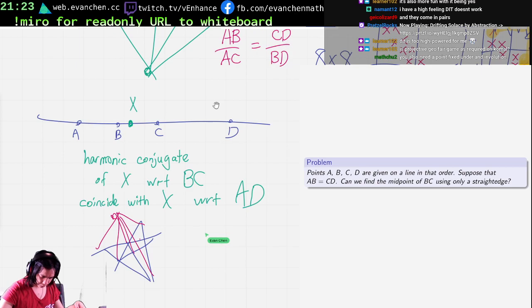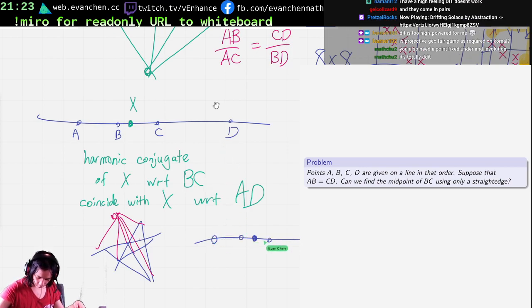I want to draw the midpoint picture because it makes it easier for me to think about, actually. So for the double midpoint picture, the infinity point, what's the involution look like? It swaps these 2 points, swaps these 2 points, fixes this one, fixes that one, right?